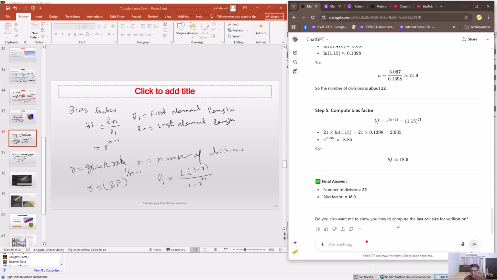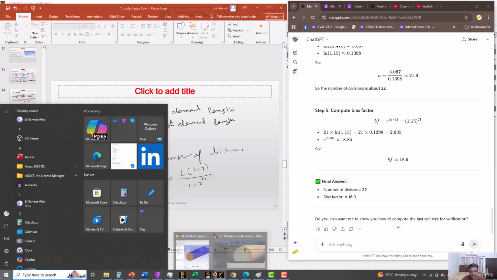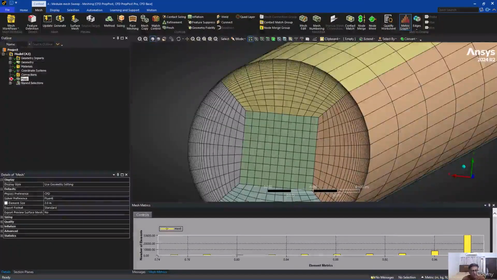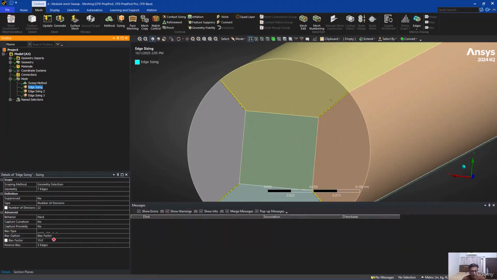Let's say the number of divisions is 22, because R to the power n minus 1 is there, so it is 21. You can either use a biasing factor of 18.9, or use the number of divisions 22 and a ratio of 1.15. What I did is that I used a biasing factor of 19. If you also change that to smooth transition and the growth rate is 1.15, you will get the same thing as well. For example here.